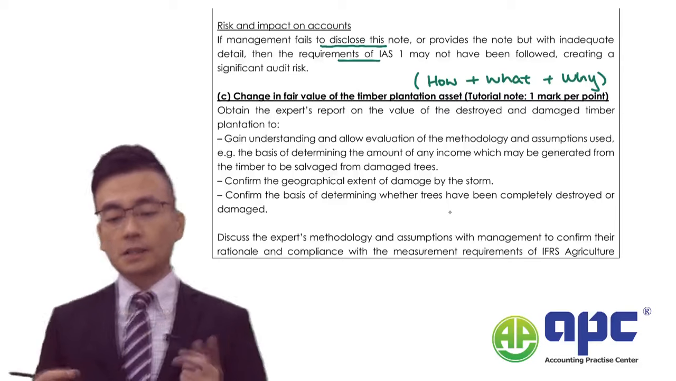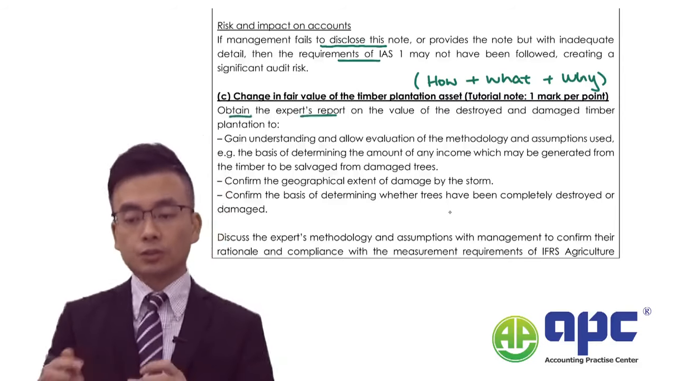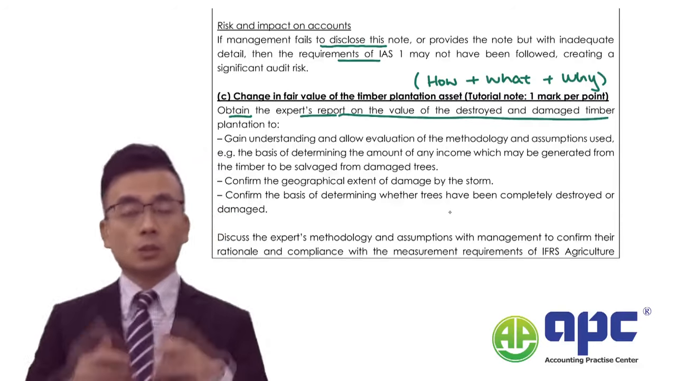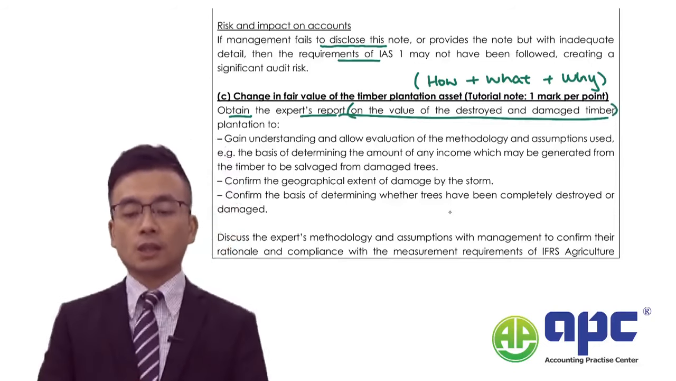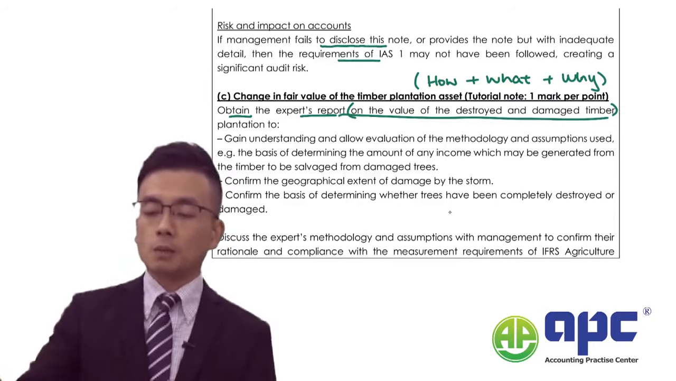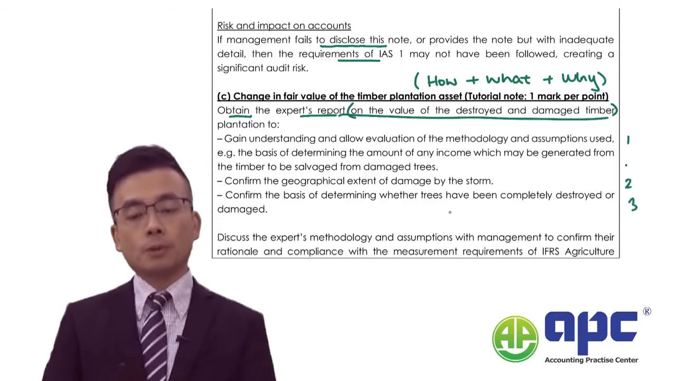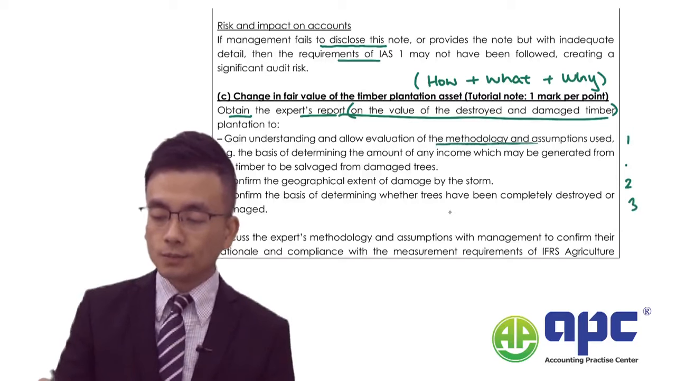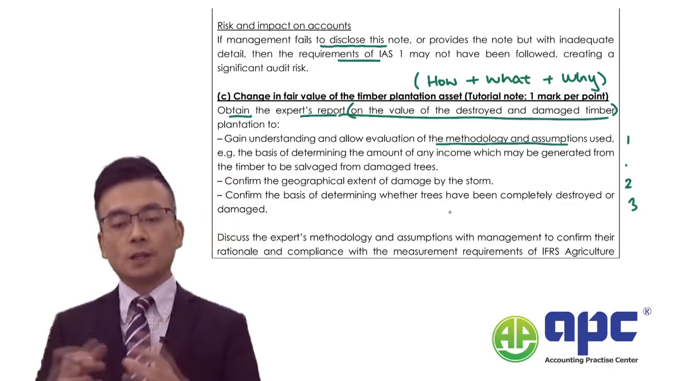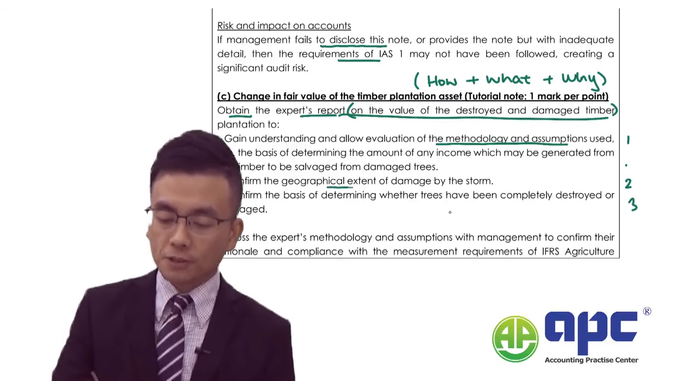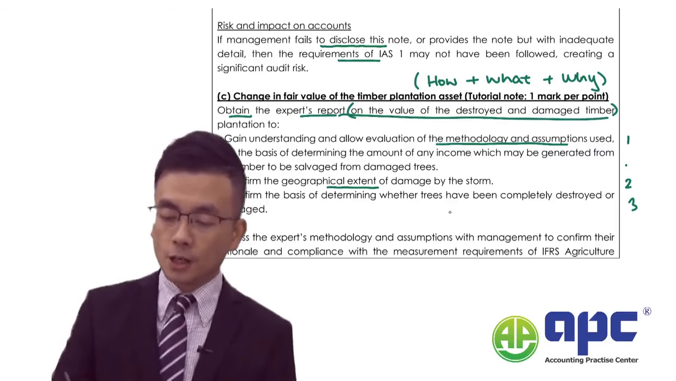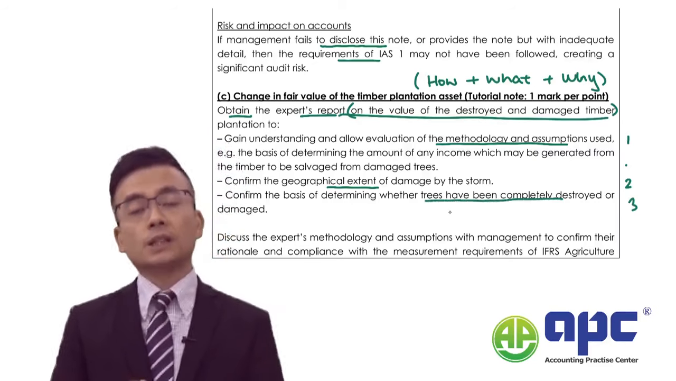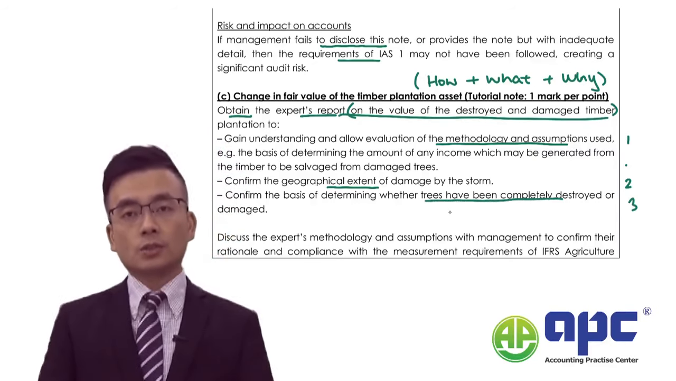So first of all, I'm going to inspect the expert's report on the trees. That's very important. You can't just say we're going to obtain the report. We're going to obtain the report for what? On the value of those damaged trees. And why are you going to do that? You can pick one from the 3 points here. You can understand the assumptions used to determine that value by the expert. Confirm the geographical extent, to determine the level of impairment losses. I'm going to confirm whether the trees have been completely destroyed or partly destroyed, so you can confirm the value as well to see whether or not that's reasonable.